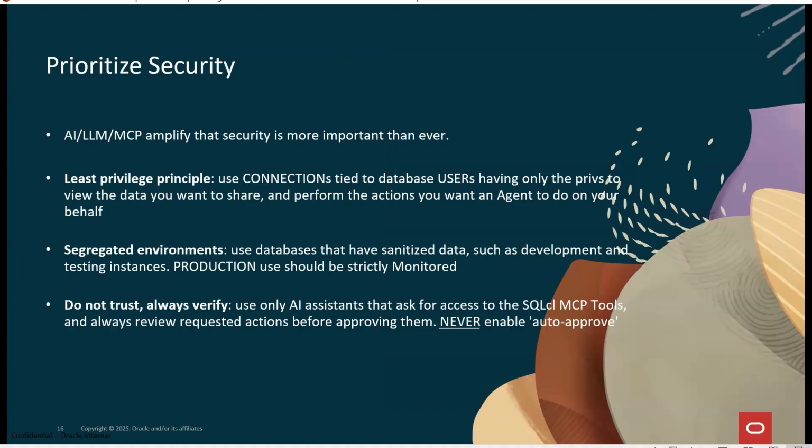Basically, the focus has to be more on security. AI, LLM, or MCP amplify that security is more important than ever. And please follow the least privilege principle. Use connections tied to database users having only the privileges to view the data you want to share and perform the action you want an agent to do on your behalf. And have a segregated environment. Use databases that have sanitized data, such as development and testing instances. And production use should be strictly monitored.